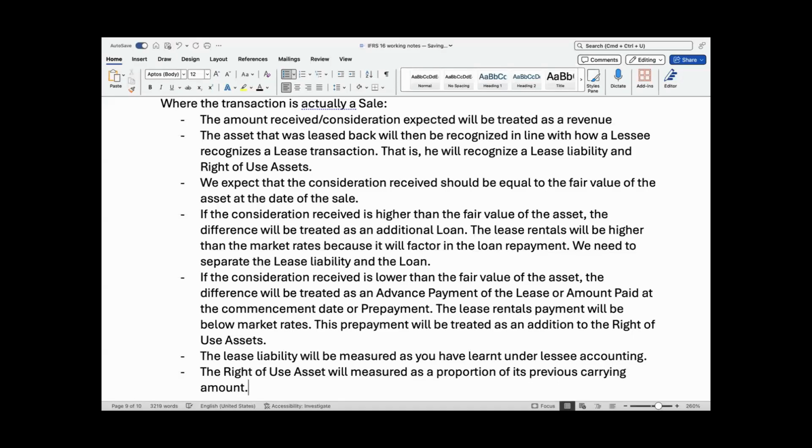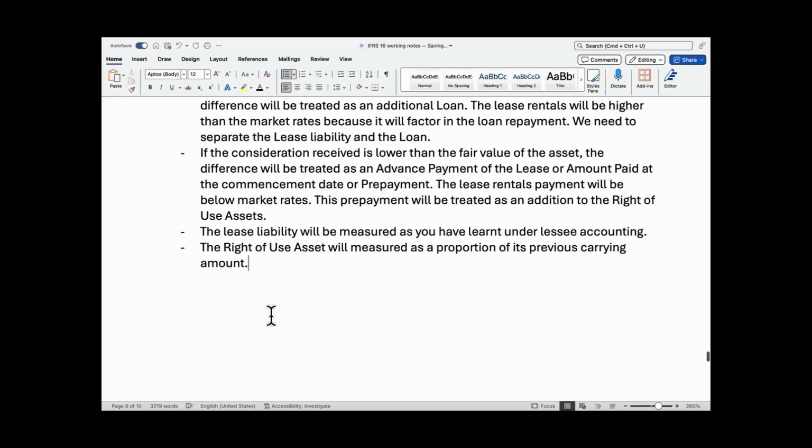As a proportion of its previous carrying amount. So, because this asset was your asset before, you add it in your books, but you said you sold it, you recognize the asset and all of that. You now leased it back. Now, when you leased it back, you are going to recognize right of use asset.